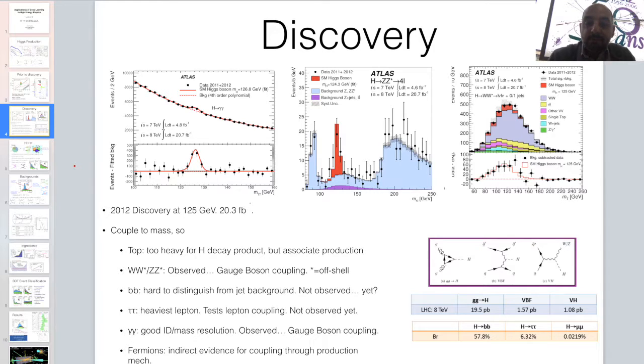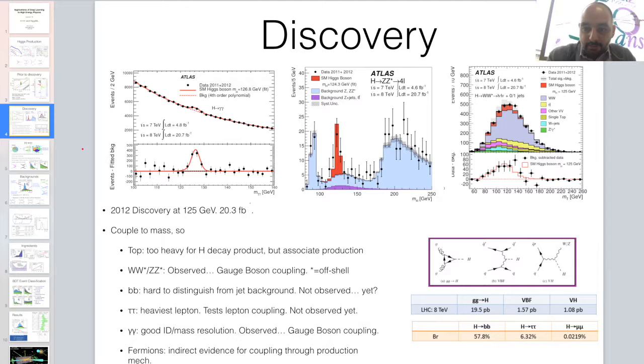For the fermions, we think it's okay because the production mechanisms, in fact, go through fermions, through the quarks. So we know the quarks come together and they end up as a Higgs. And since the rates of seeing the Higgs in these other final states have been consistent with what we expect from the calculations of the production mechanisms, which assume the fermion couplings, we have indirect evidence that the quark couplings are okay. But we don't have any evidence of the lepton couplings being okay.